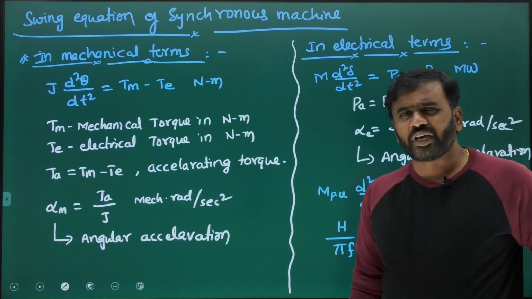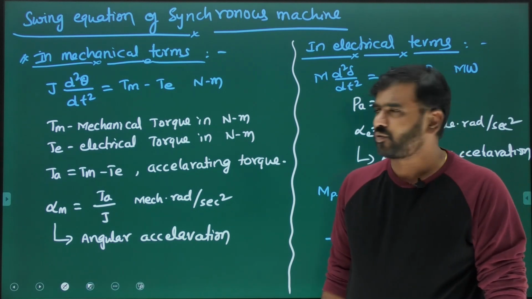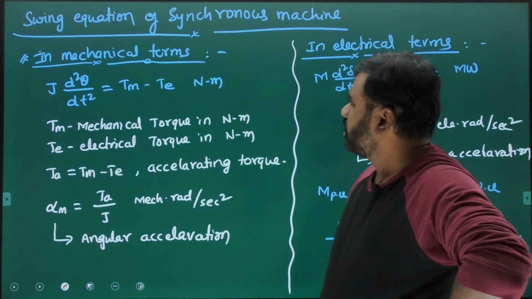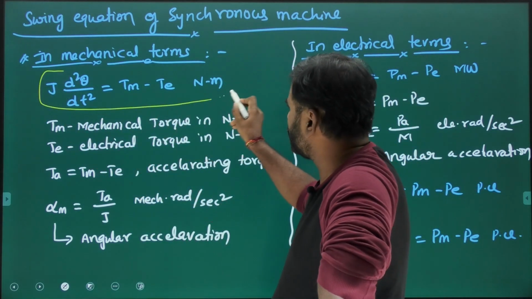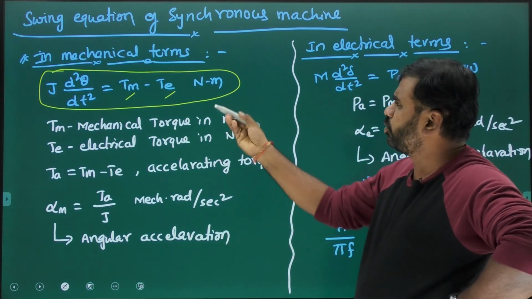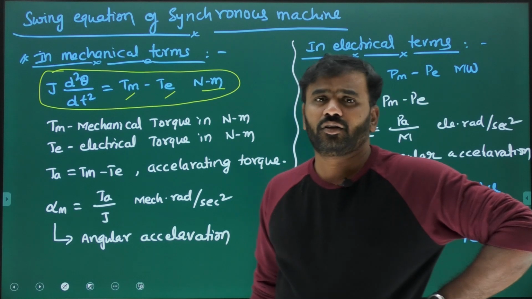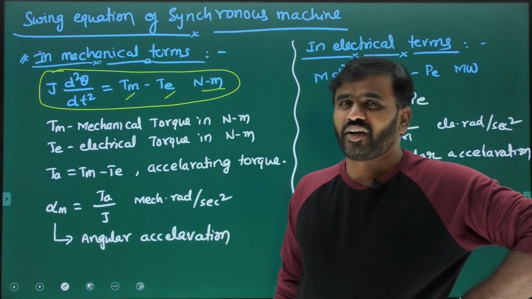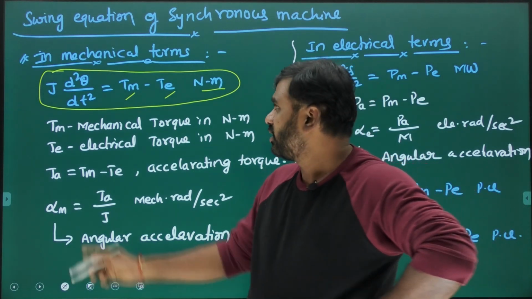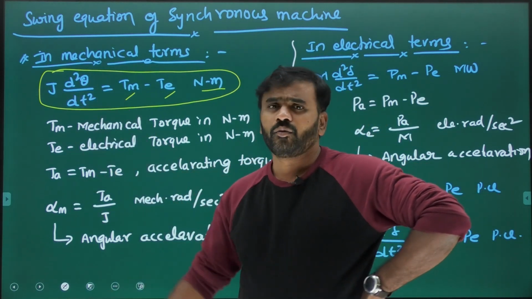The swing equation is basically a non-linear equation, and also it is a second order differential equation, and that explains the rotor dynamics. Now if you notice here, this is the swing equation in mechanical terms: J d square theta by dt square equals mechanical torque minus electrical torque, and you know the units, Newton meters. Torque units are Newton meters, where theta is the rotor angular position, measured in mechanical radians with respect to a stationary reference axis. Again I am saying, theta is the rotor angular position measured with respect to a stationary reference axis, and this is in mechanical radians.